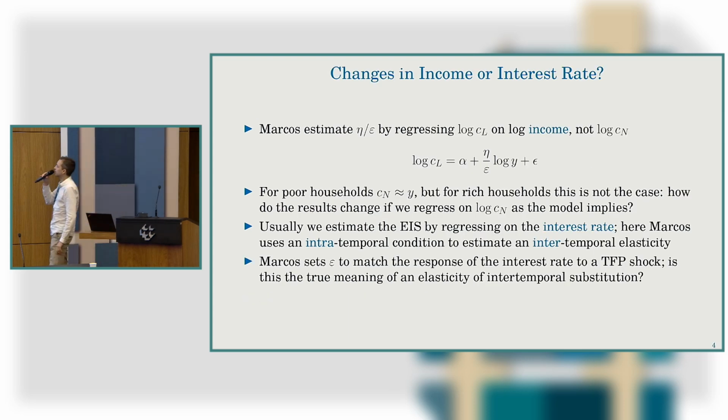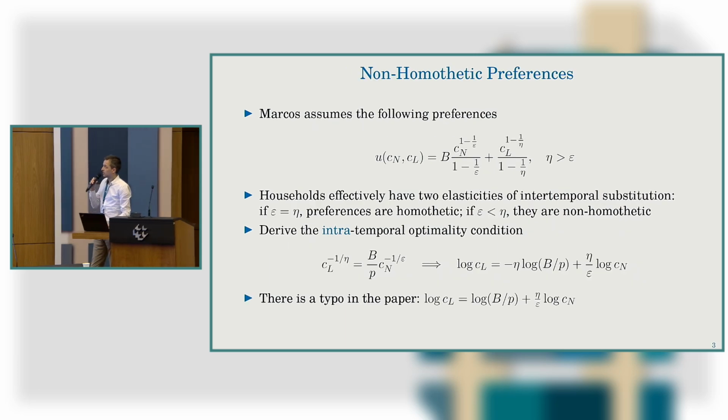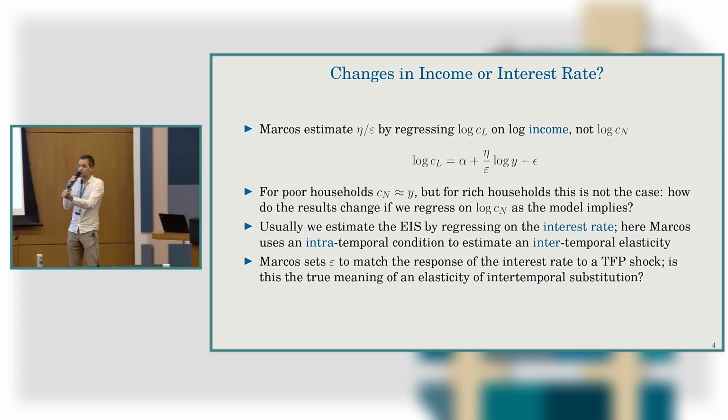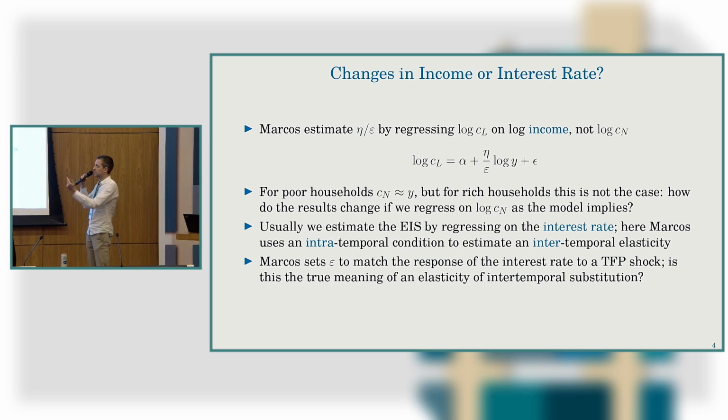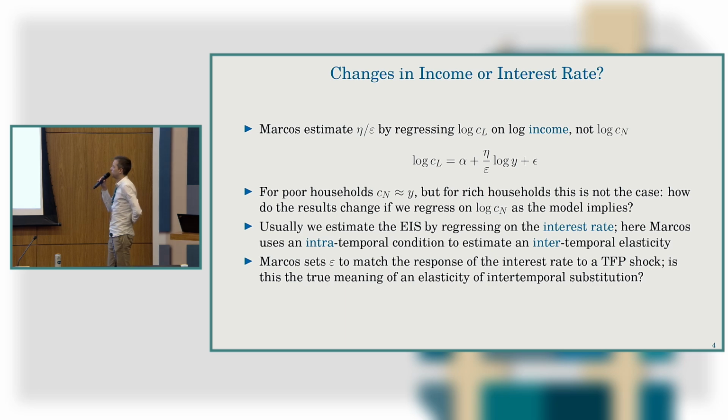But you're regressing luxury consumption on income, not on consumption, not on necessity consumption, but rather on income. So of course, for poor households who don't save much and who don't consume luxuries, their income is mostly consumed in necessities. But what about for rich households who save and who also consume a large chunk of luxury? So how would the results change? You say that it's important to instrument, but how would the results change if we regressed log of CL on log of CN, as the model implies? It would be nice to have a discussion.